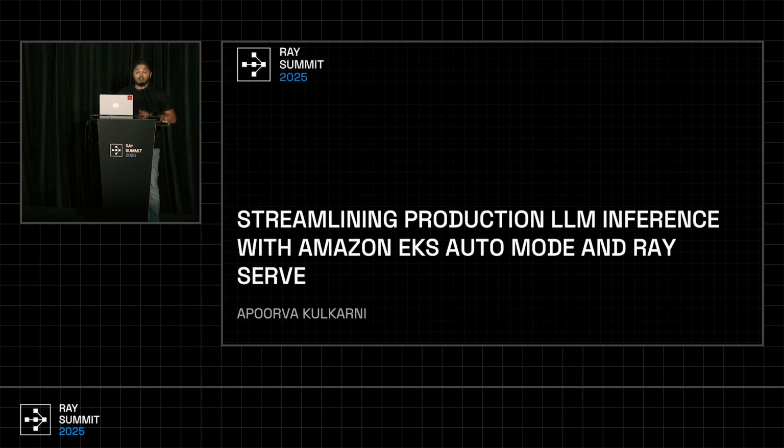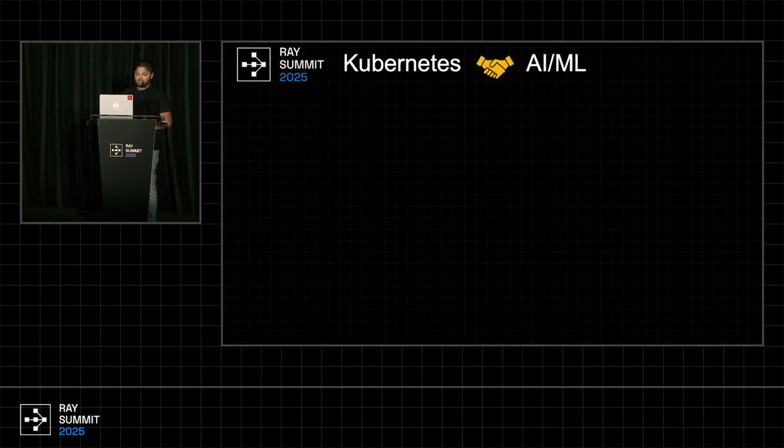I spend a lot of my time working with AWS customers who are building large scale AI/ML platforms, data platforms on Kubernetes with EKS. And I'm here to talk about how EKS Auto Mode can help you run your Ray applications with EKS. And today I'm particularly focused on Ray Serve, and I have a demo later on that shows how you can run Ray Serve in a very streamlined way with EKS Auto Mode.